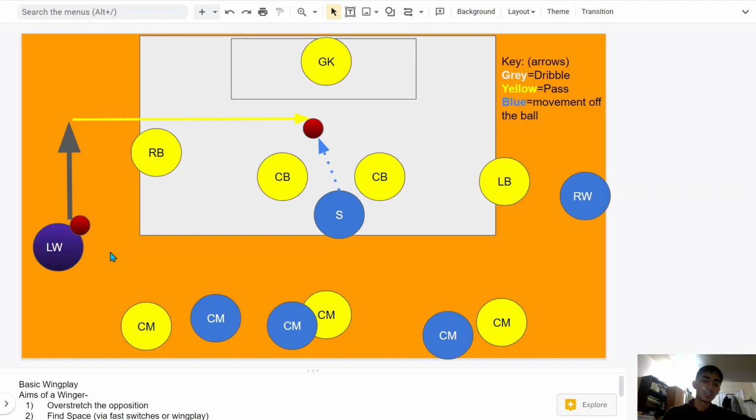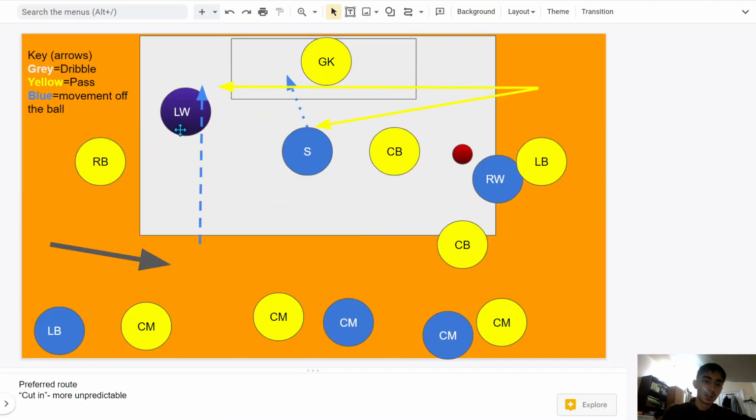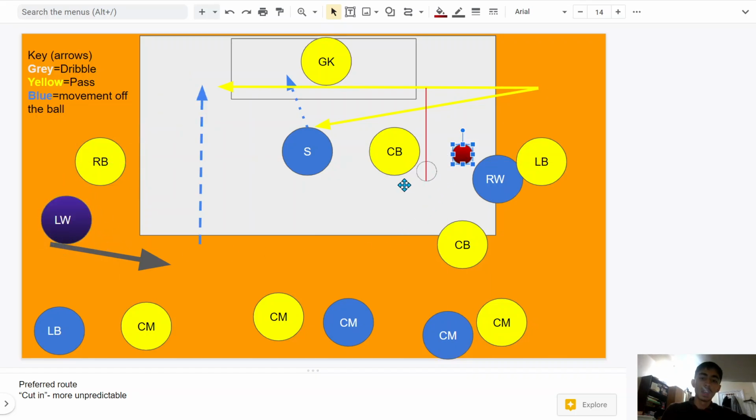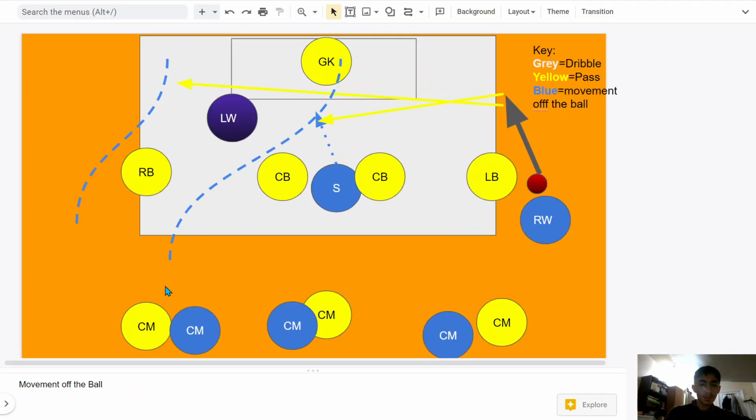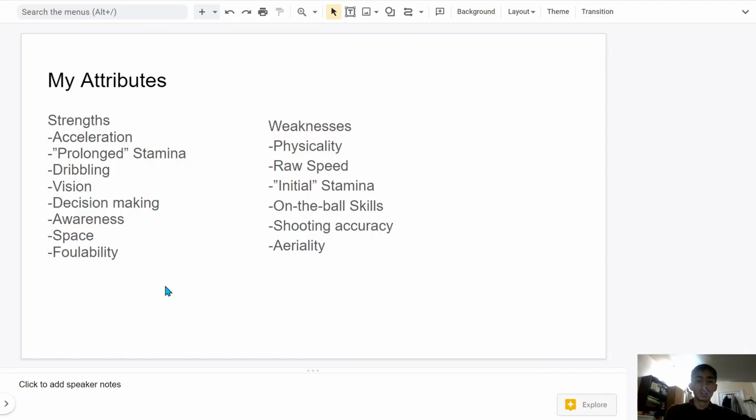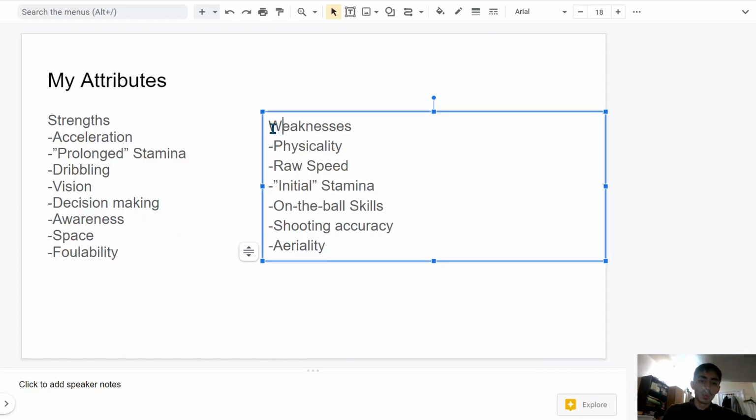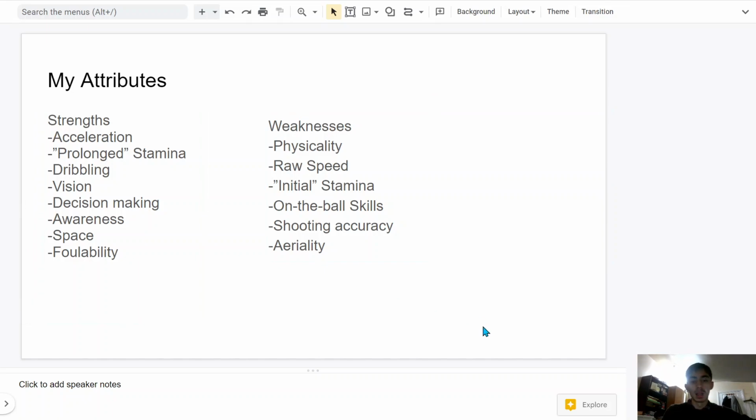To fully utilize my abilities, I would have to do this. Become a cutting in winger, essentially. A winger who finds space and opportunity via cutting in rather than staying on the wing for a long time with the ball, right? In other words, when I'm off the ball, I try to be wide, when I'm on the ball, I try to be narrow, generally speaking, not all the time. That kind of helps with linking my weaknesses and my strengths to my role.